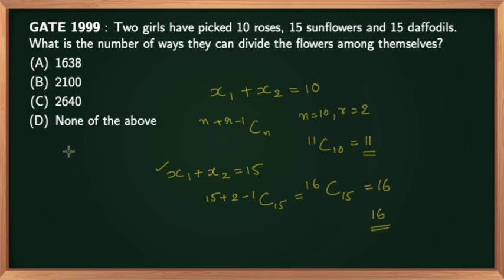So my final answer will be 11 into 16 into 16, which is equal to 256 into 11. Okay, so that is 256 here. So 6, 1, 8, 2. So the answer will be 2816. So none of these is the correct answer.